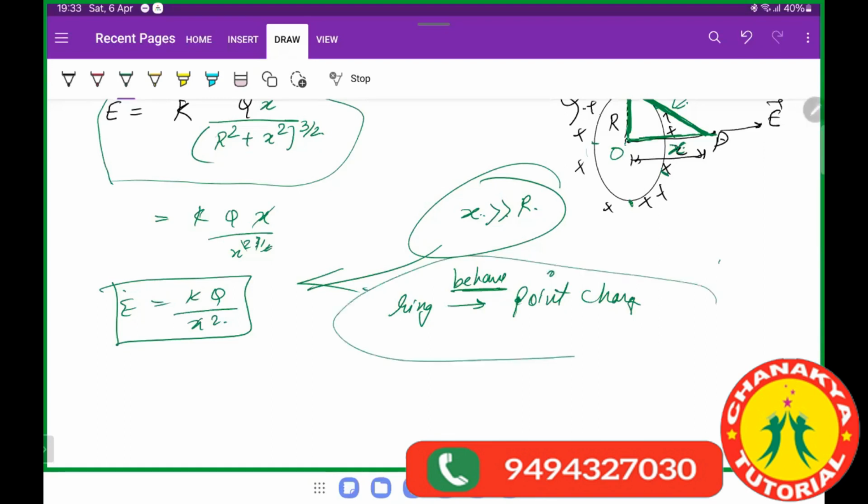I wrote here that the ring behaves as a point charge, but how can a ring be a point charge? Point charge means just a point, a very small, minute charge, right? So how can a ring be like that? Or if I say point distance, how can we say that? Okay, I'll explain.